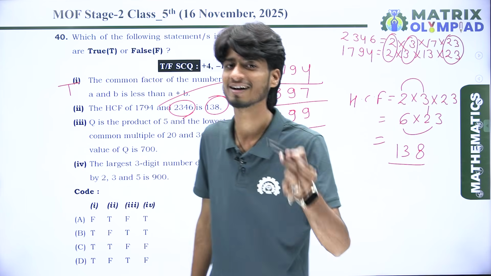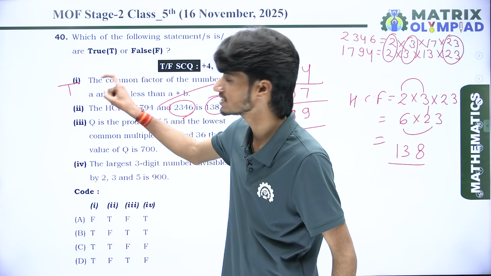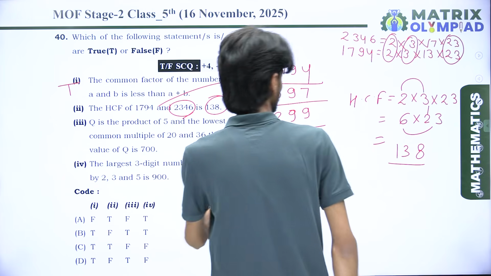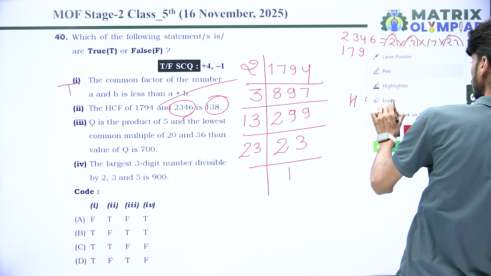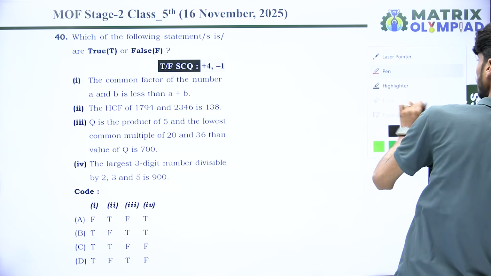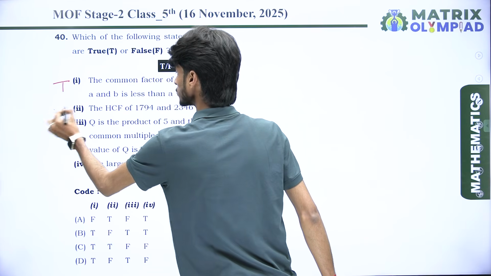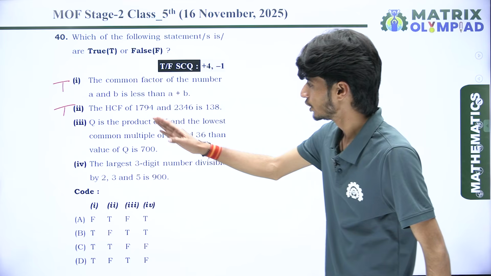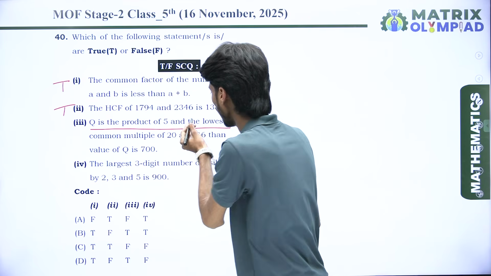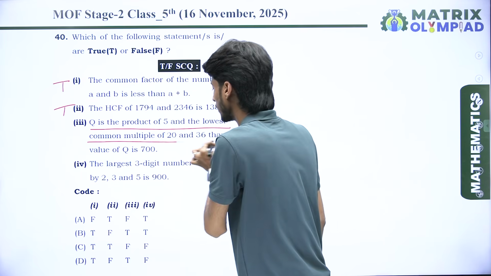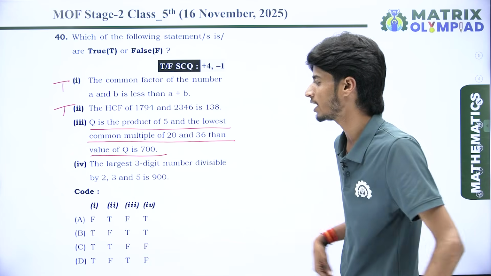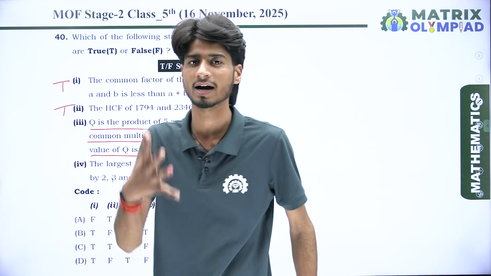Yes, this is the correct statement. That means the first is true and the second is also true. So remember, the first statement is true and the second statement is also true. Now we have the third point. Q is the product of 5 and the lowest common multiple of 20 and 36, then the value of Q is 700.